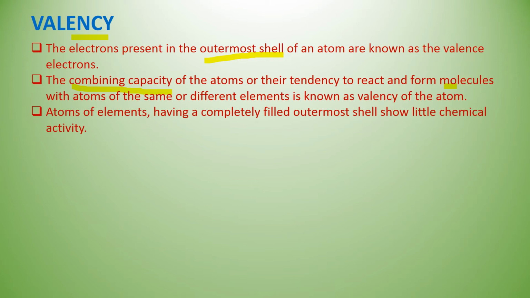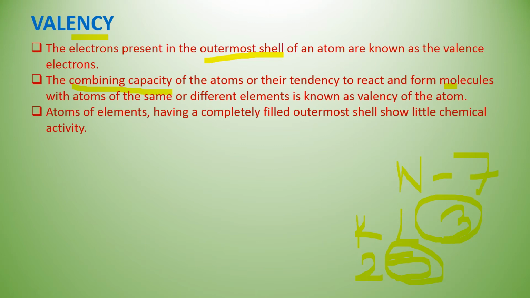For example, if I am taking nitrogen, it has 7 electrons. So how to write the electronic configuration? K will be 2, L will be 5. That means 2 plus 5, 7. So 5 is the number of outermost electrons. So to make it octet, how many electrons does it need? It needs 3 electrons. Now remember, giving 5 electrons and becoming stable is much harder than taking 3 electrons only to reach octet. So the valency of nitrogen will be 3.